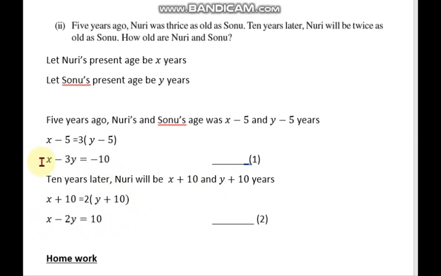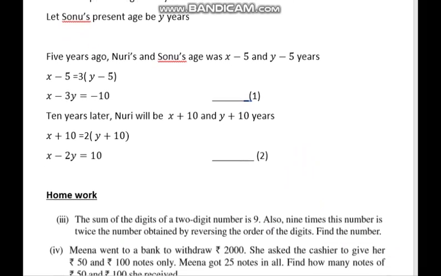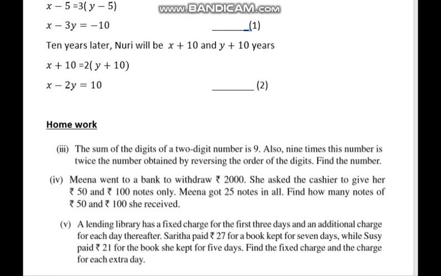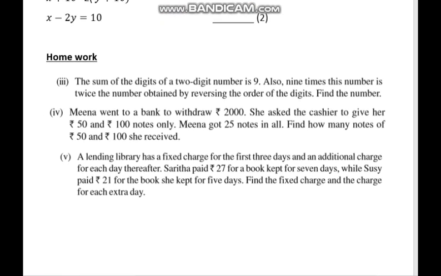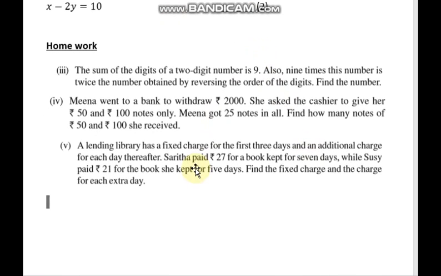Now here also we can say that from equations 1 and 2, the coefficients of x are equal. So we will simply eliminate x from both equations by subtracting one equation from the other. Remaining sums are your homework. Actually, in this exercise, in the first question we have a total of 4 sub-questions, and we have solved 3. In question number 2, we have a total of 5 questions. From these 5, we have solved 2, and the remaining 3 are your homework.